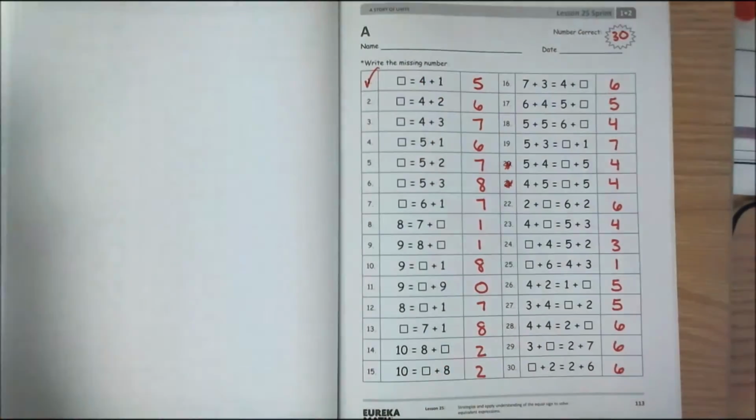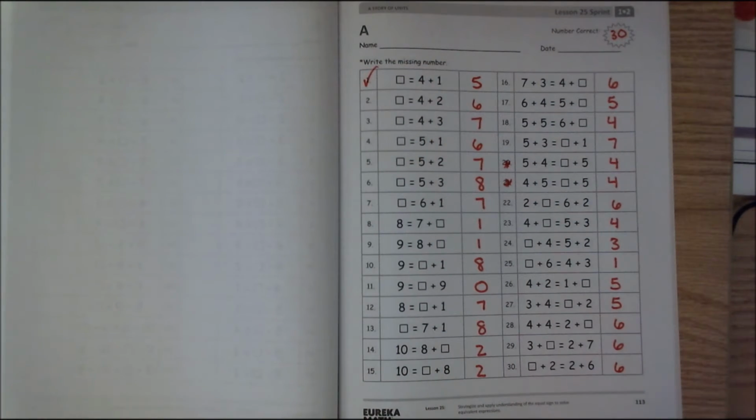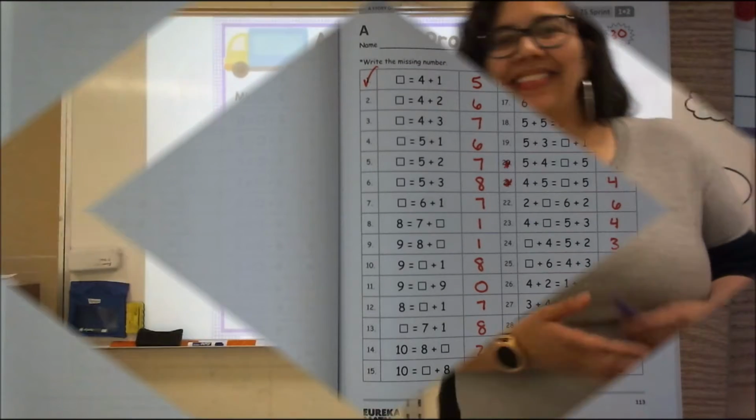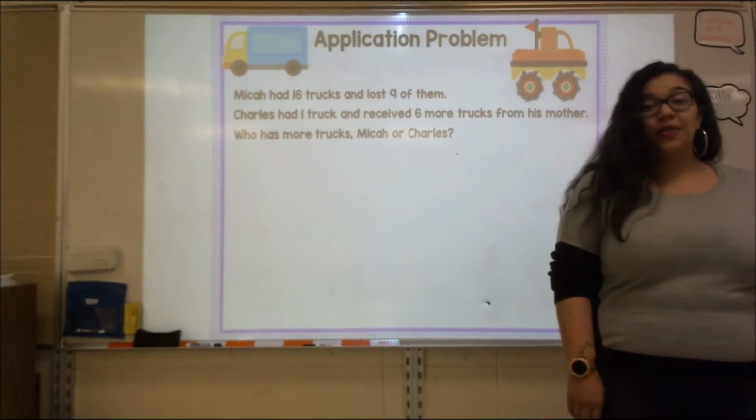Now count up your check marks and write the number correct in your starburst. And let's go ahead with our lesson. All right, guys. So yes, let's continue with our lesson.